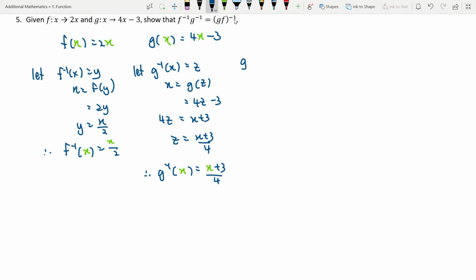Then we find the composite function of g of f. We substitute the f(x) into the function g, we get 4 f(x) minus 3, which is 4 times 2x minus 3, 8x minus 3.